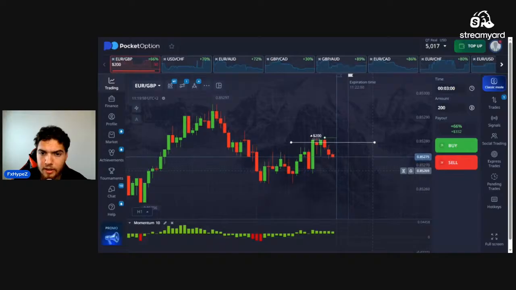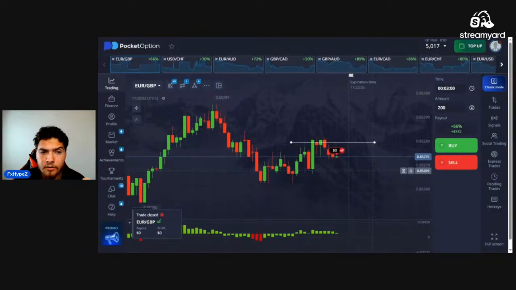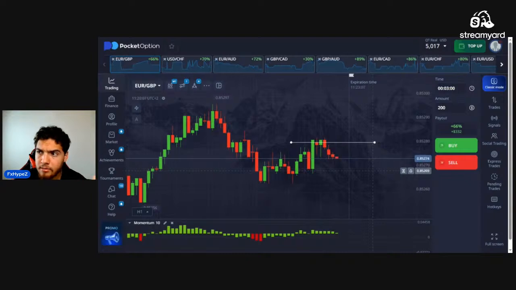Yeah, I wouldn't go as far as to say that we were unfortunate that we lost this one. We were aggressive and we paid the price for it. So yeah, I have no doubt that Euro GBP will probably continue going up, because as you can see, price is forming higher highs and higher lows.